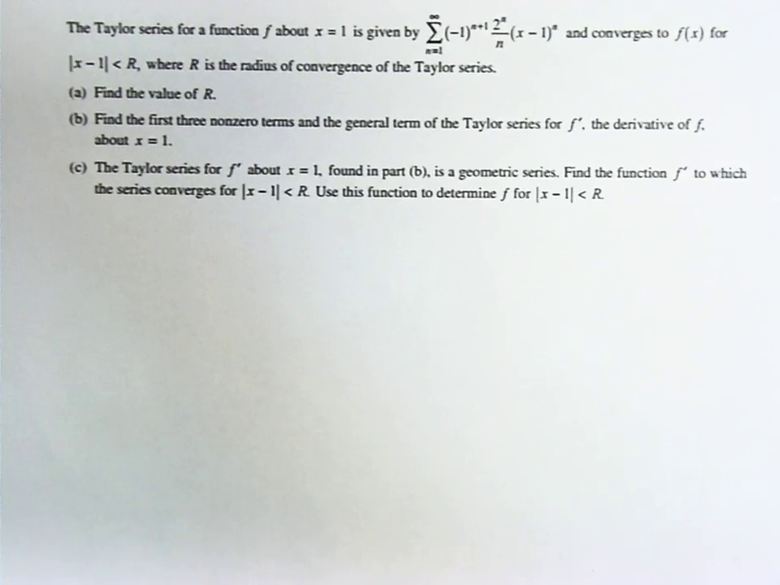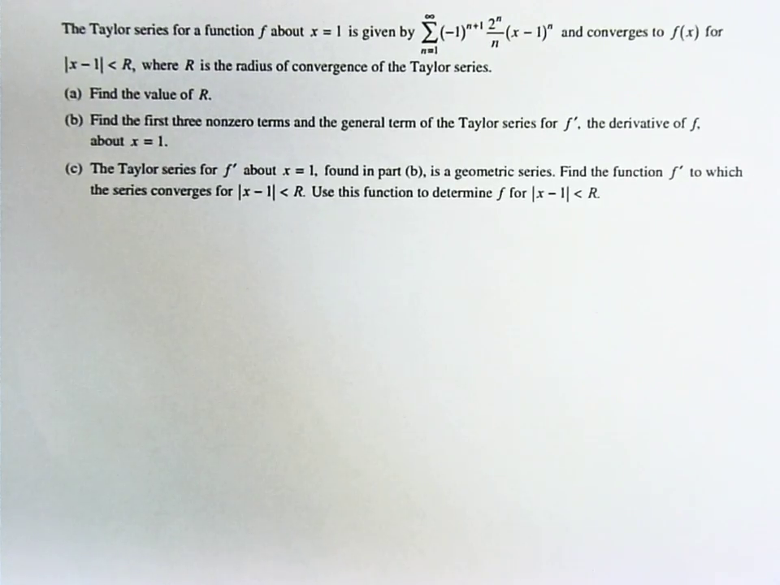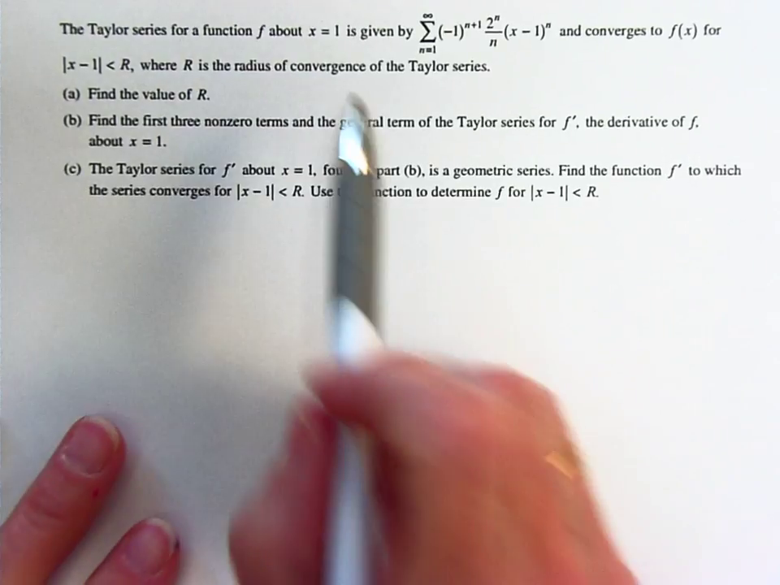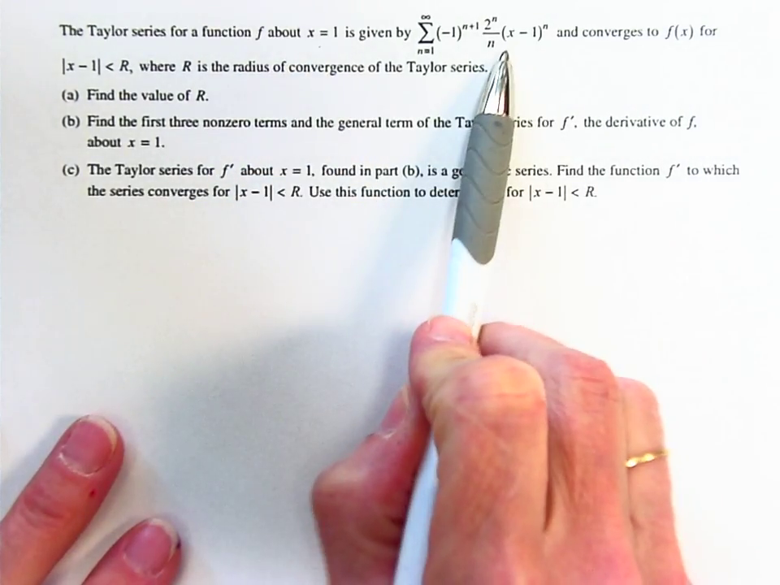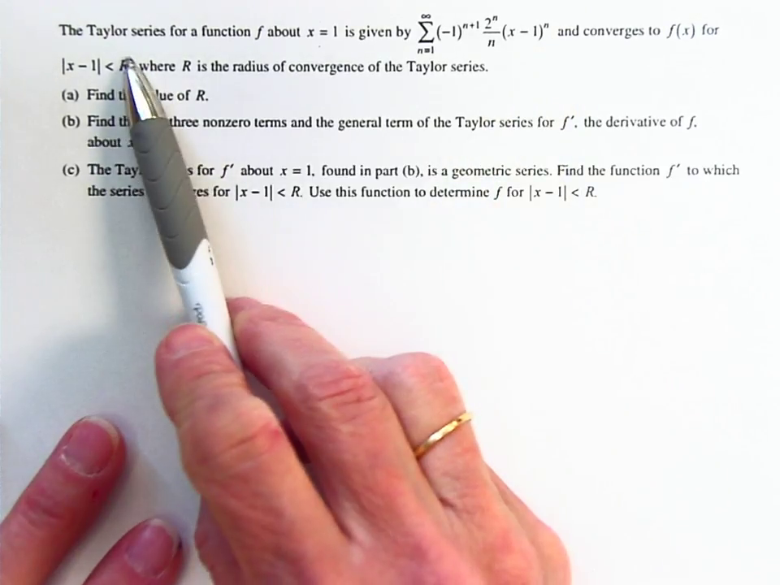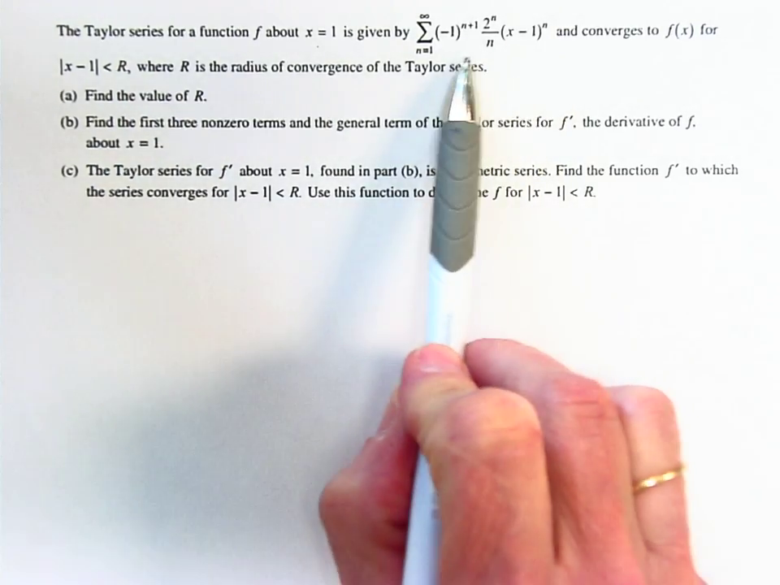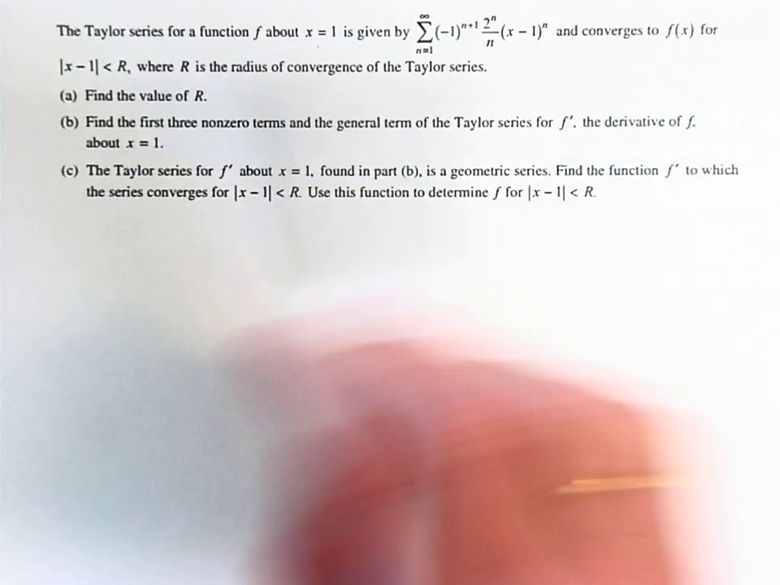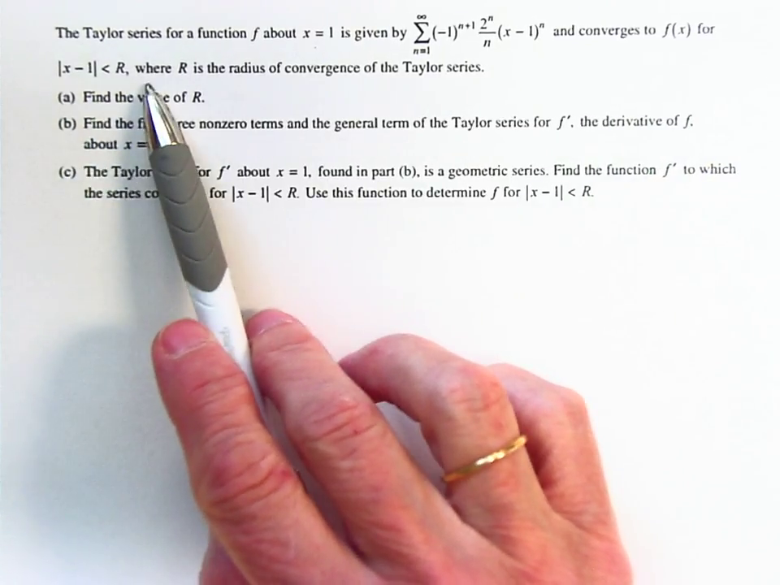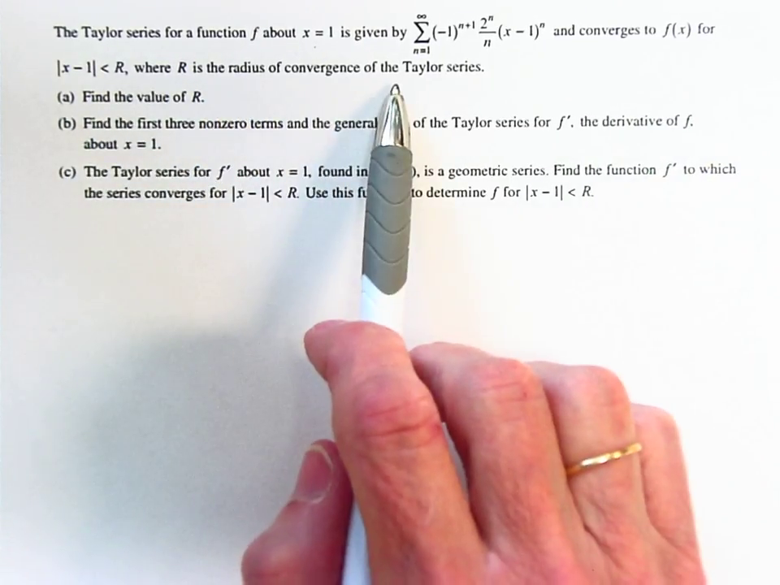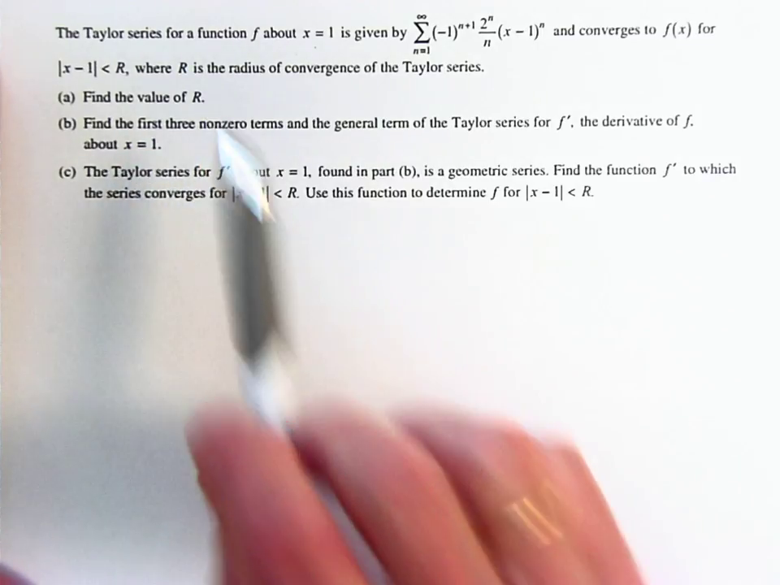Okay, we're going to go ahead and get started on the next free response question. So we have a Taylor series for a function about x equals 1. So again, we see this x minus 1, so this is a Taylor, not a Maclaurin. This converges to f of x for |x minus 1| less than r, where r is the radius of convergence. So they want you to find the radius of convergence.